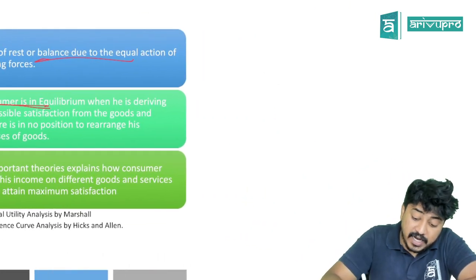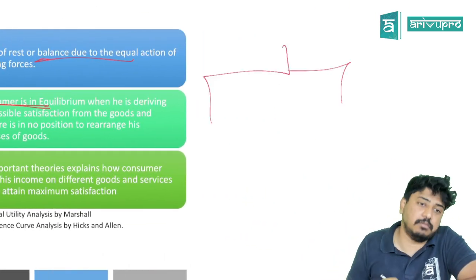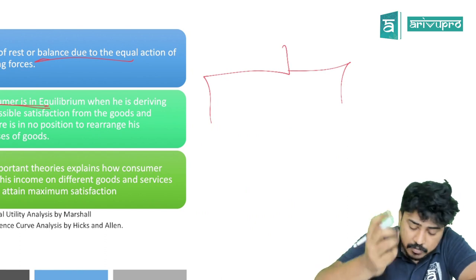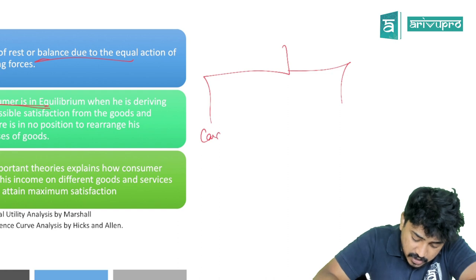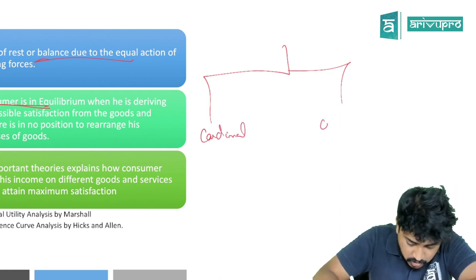Now, to find how a consumer achieves equilibrium, there are two methods. One is cardinal, and one is ordinal.